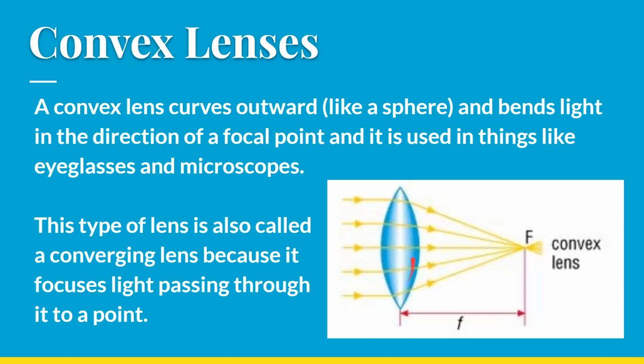It bends outward on both sides, and it bends light in the direction of a focal point, and it is used in things like eyeglasses and microscopes. It's also in a magnifying glass. This type of lens is also called a converging lens because it focuses light passing through it to a point. So it causes the rays to converge, and this is what is happening inside of your eye, where the image converges, or where this focal point is, the image is projected on your retina.